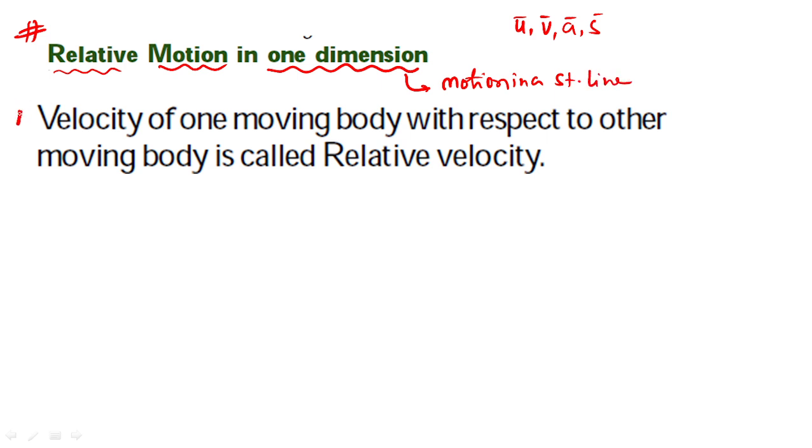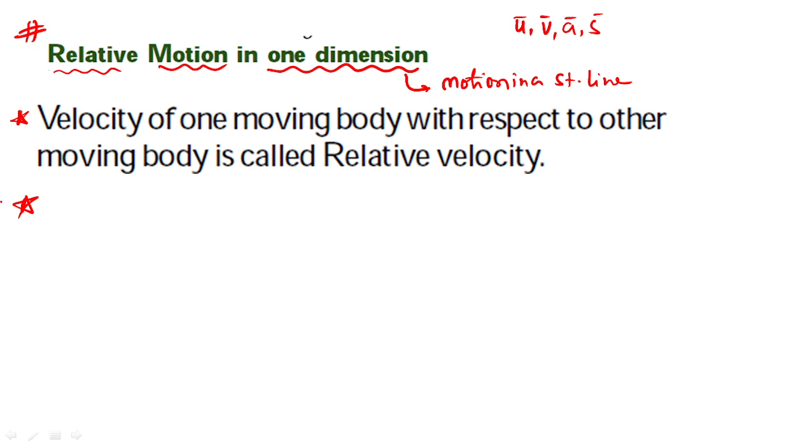So what is this concept here? Just understand: the velocity of one moving body with respect to another moving body is called relative velocity. Yes or no? Are you getting my point? It means one body is comparing its velocity with the other one. That's it. Right? So the derivation is important for it.